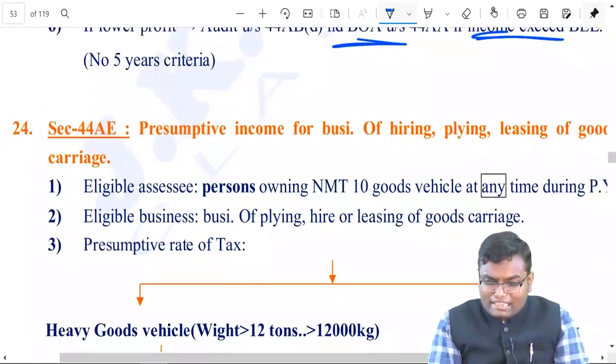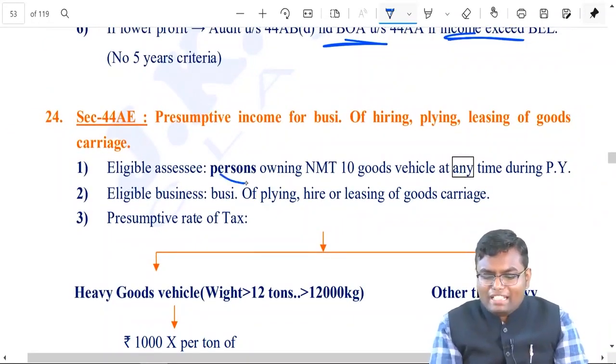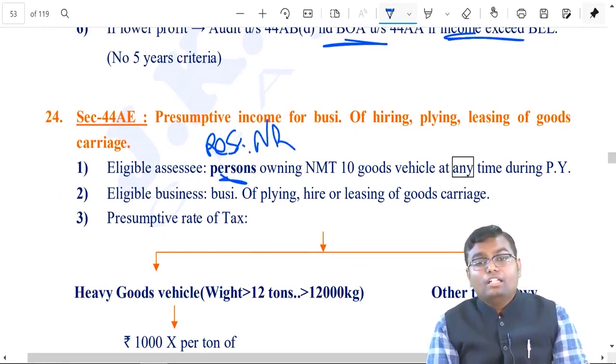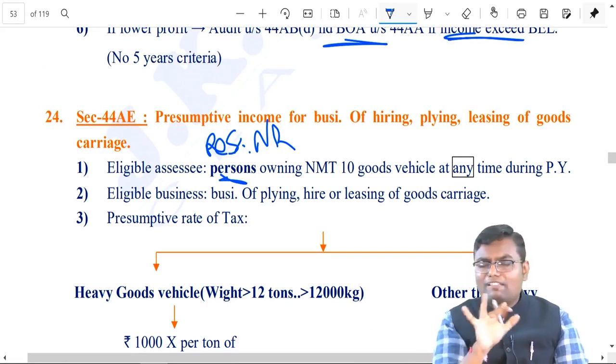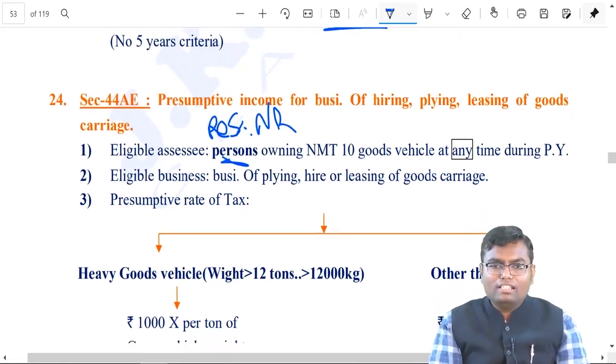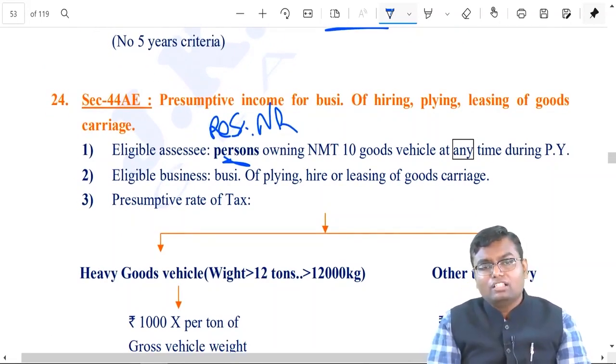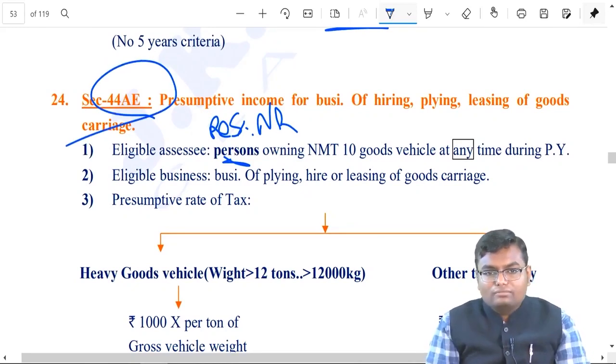Then 44AE. If you are any person, resident or non-resident, doing the business of plying, hiring, or leasing of goods carriages, and the total number of goods carriages in your ownership is not more than 10 at any time during the previous year, you can apply section 44AE.